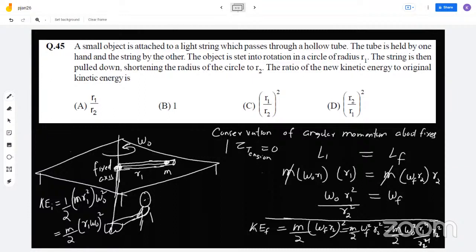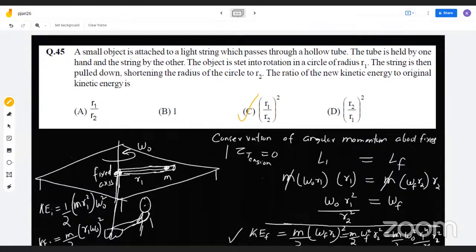सर, अब इसका ratio लेना है. ये new kinetic energy और ये initial kinetic energy, इसका ratio लेंगे तो क्या आएगा? m/2 cancel, omega naught square by 2 भी cancel. So r1 square by r2 square. Answer, guys, matching now. Please check.